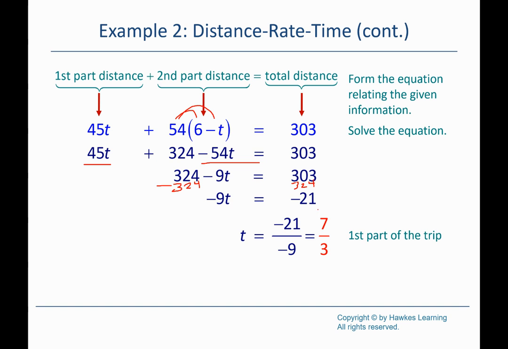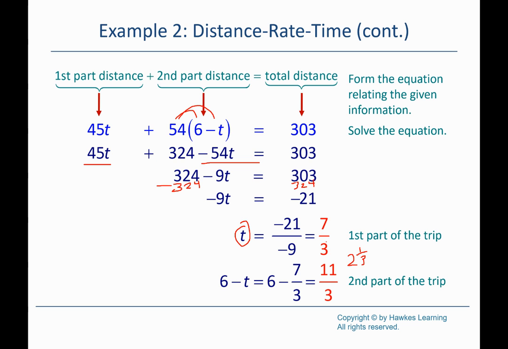And that gives me some ugly fraction, 7/3. So the first part of the trip, time, remember I'm finding the time, the first part of the trip took 7/3 of an hour. In other words, 3 goes into 7 2 times with 1 left over. So this is the same as 2 1/3 hours.